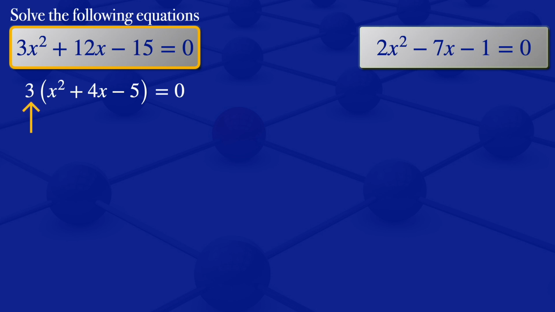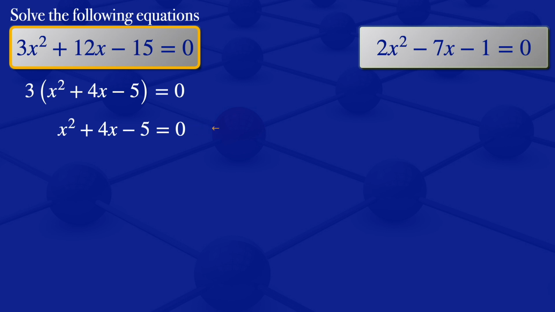So on the right-hand side, we'll be having 0 divided by 3, which gives us a 0. So when you divide throughout by 3, we'll be having x squared plus 4x minus 5 is equal to 0. Now looking at this equation, I can try to factorize it.